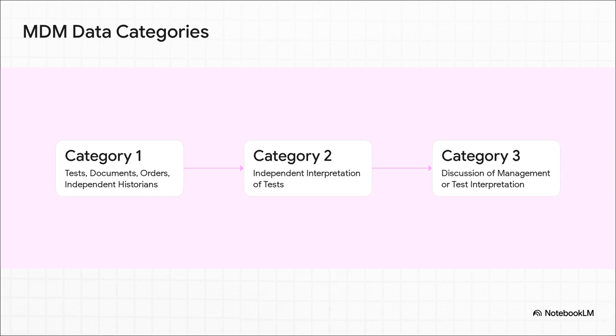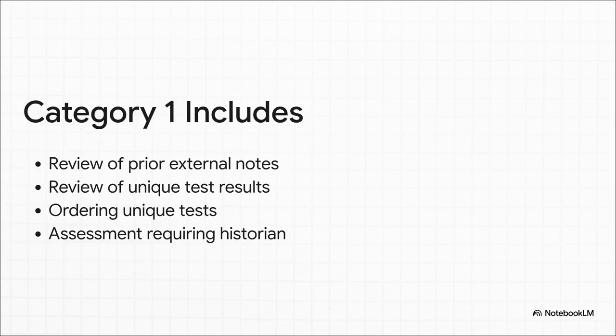We're going to break these down one by one right now so you know exactly where to find every single point. Let's start with Category 1. This is your bread and butter, guys. It's where most coders and providers capture their data points.